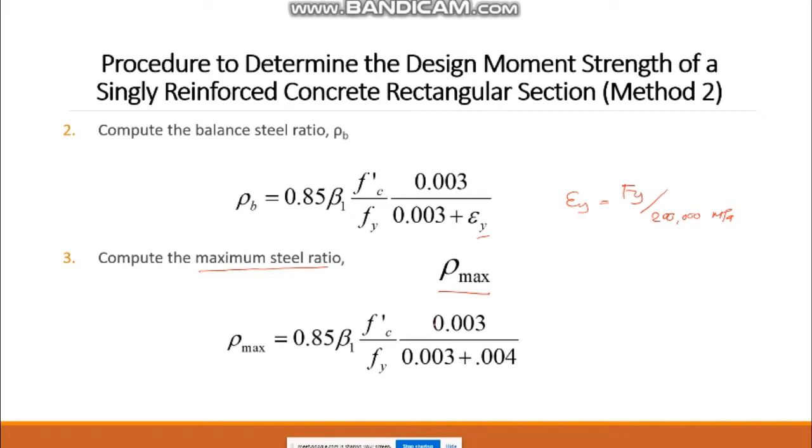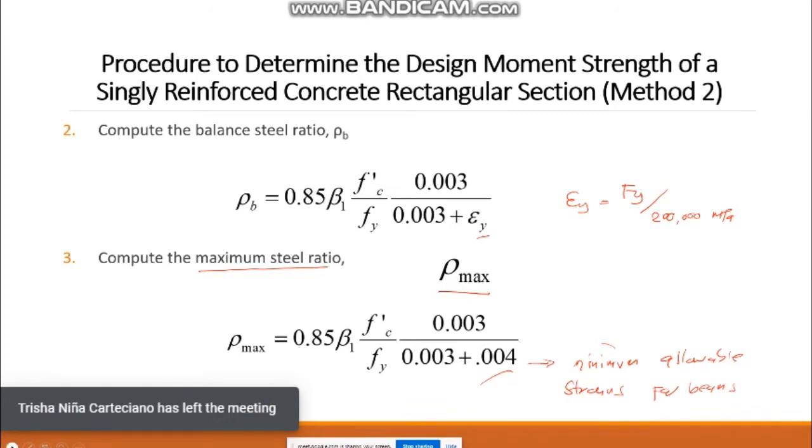Then we have to check the maximum steel ratio or rho max. Okay, so this is the same format, but this time we are using the maximum allowable strains for beams. No? So sa beam, ang iyang ina-allow lang ang minimum usable strain. It's actually the minimum. Okay. So you cannot go less than 0.004. That should be greater than 0.004. So minimum allowable strains for beams.